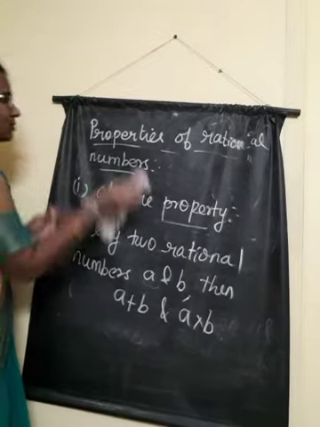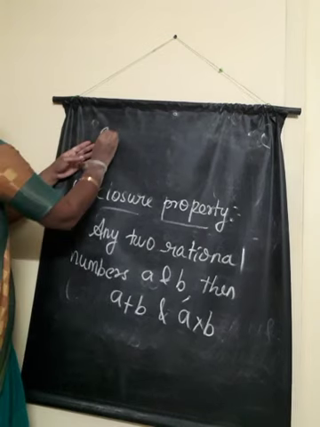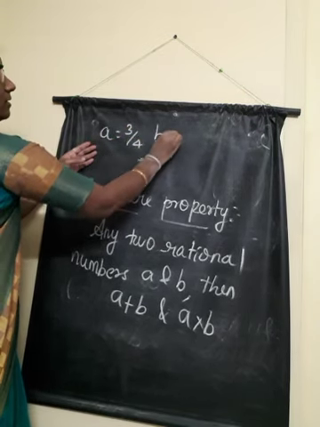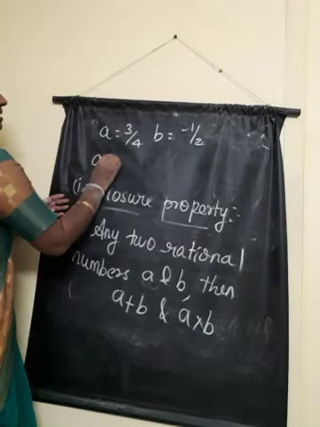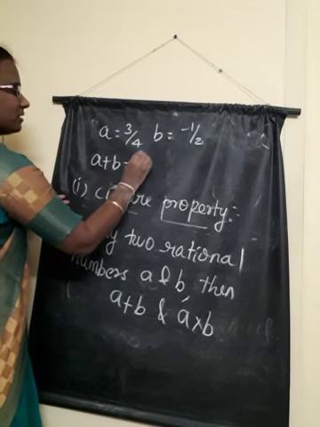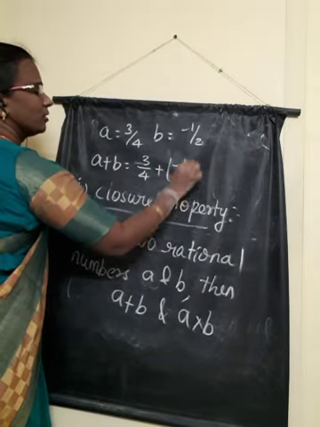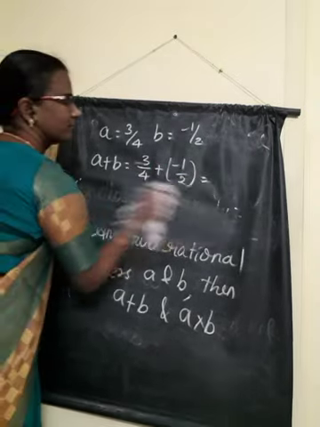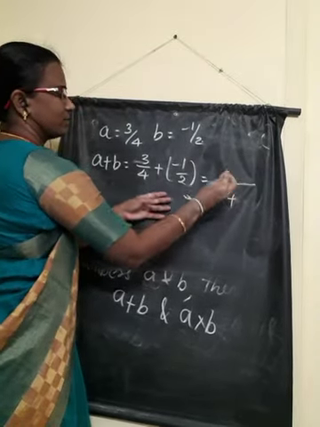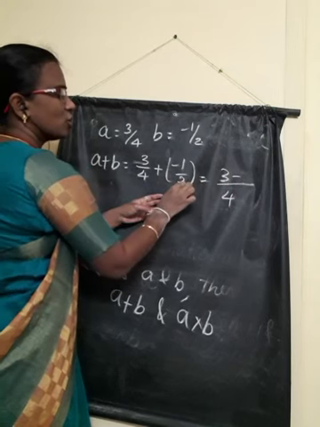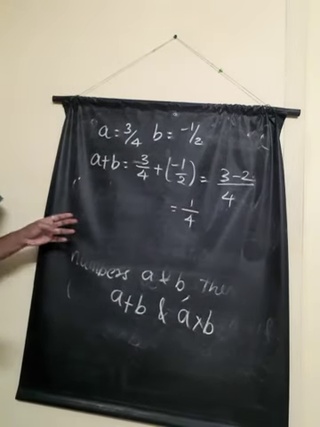What does closure property mean? Let me see. First you consider A as 3 by 4, then B as minus 1 by 2. Find out first A plus B. This is normal addition. 3 by 4 plus minus 1 by 2. Here, the denominators are not the same, but 4 is the LCM. So 3 plus minus 2. 2 2s are 4. So the answer is 1 by 4.